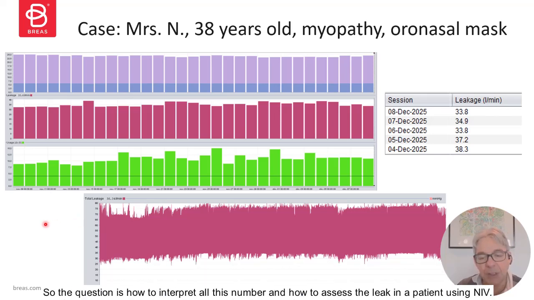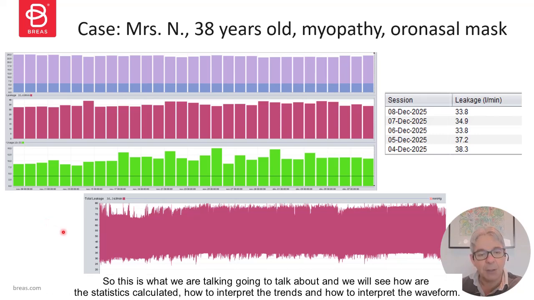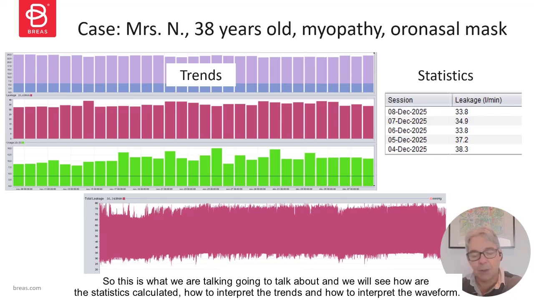So the question is how to interpret all these numbers and how to assess the leak in a patient using NIV. This is what we are going to talk about, and we will see how the statistics are calculated, how to interpret the trends, and how to interpret the waveform.